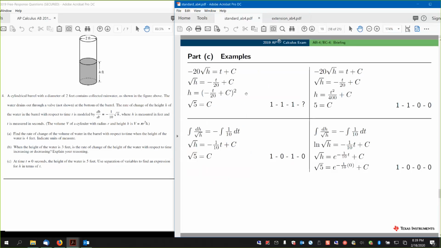Sure. If that constant happens to change throughout, they don't have to subscript them. That's an excellent point. I'm just looking at this one kind of quickly here. I think that's the one. Square both sides. If they square both sides, I don't think anything's really changing here. That's the constant C.